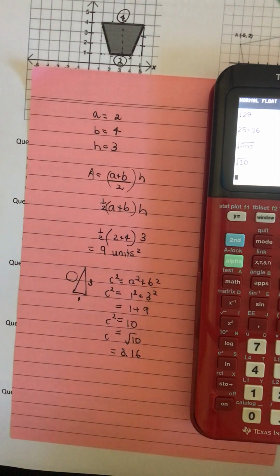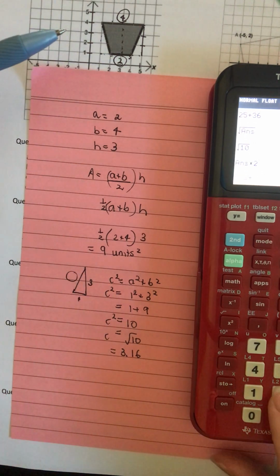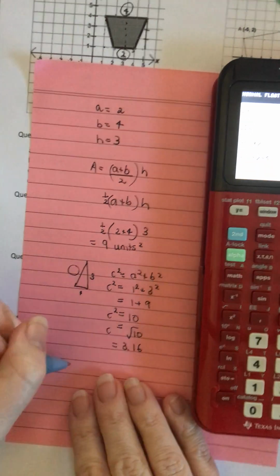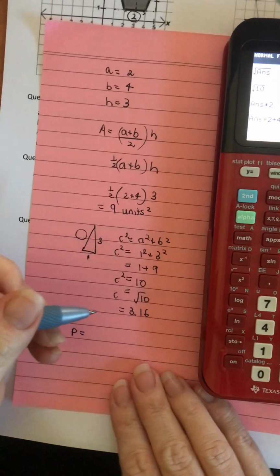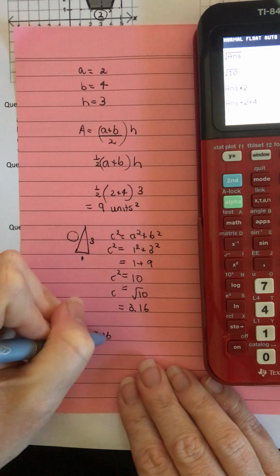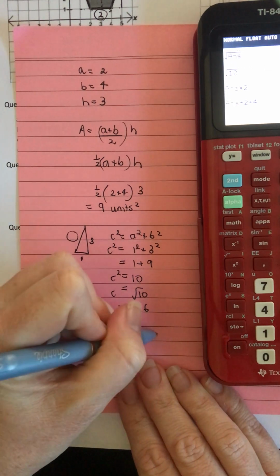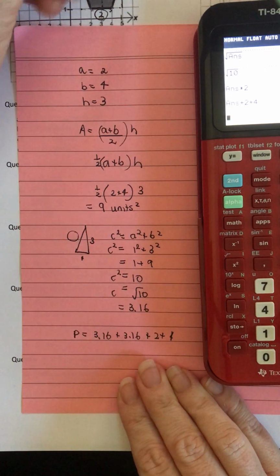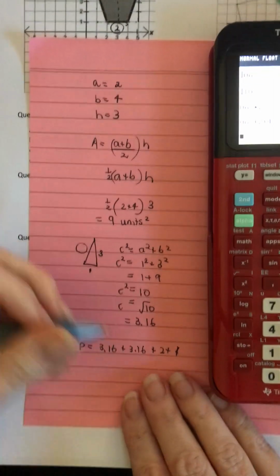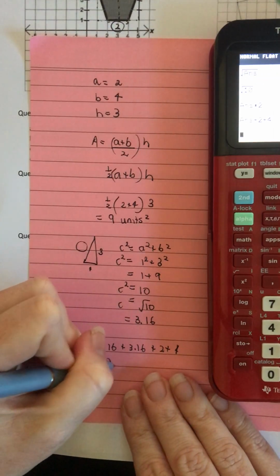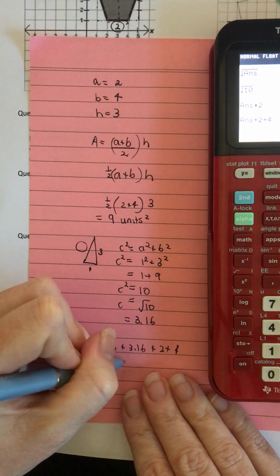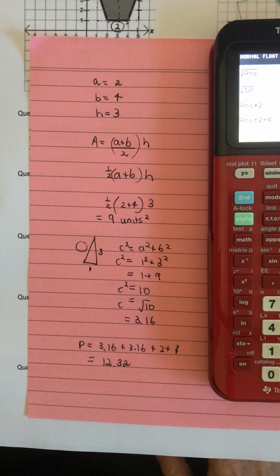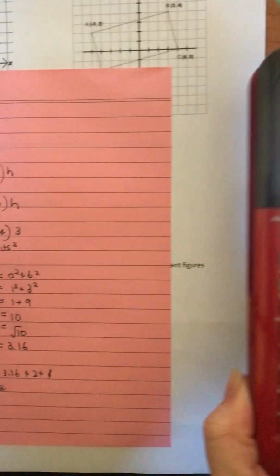Now we've got 2 of them, so we can times that by 2, and then we can add on those other 2 pieces, which were the 2 and the 4. So our perimeter is equal to 3.16 plus 3.16 plus 2 plus 4 as we go around that shape. So we get 12.324 as our answer there. Then we have a look at part B.